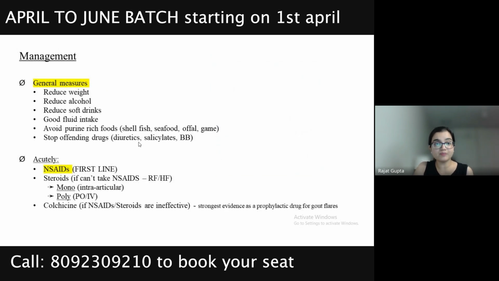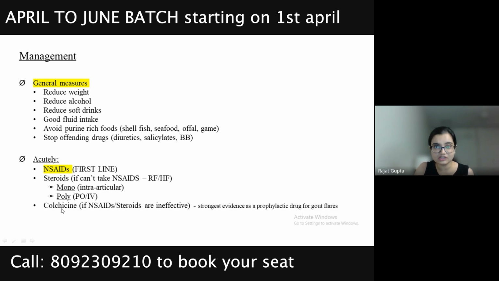Okay, in terms of management, on the first slide of gout, we discussed the risk factors. So general measure will be to avoid all those risk factors. Okay, how do you treat the acute attack? So the first line will be NSAIDs. And if the patient can't take NSAIDs, then you try steroids. All right, and then if both NSAIDs and steroids are ineffective, then you go with colchicine.